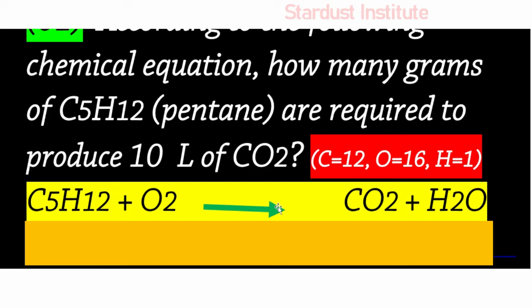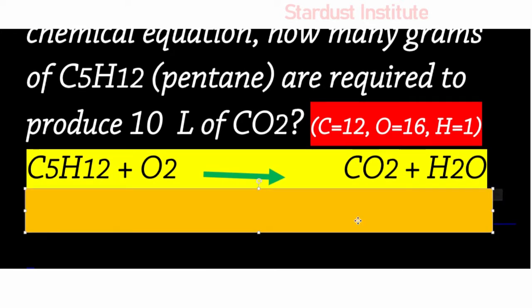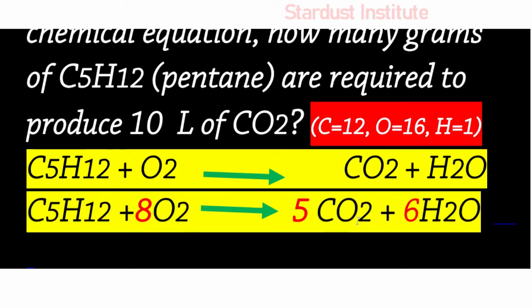C5H12 plus O2, we get CO2 plus H2O. This chemical equation is not balanced. First of all, we need to balance this chemical equation. Let's balance it. C5H12 plus 8O2, we get 5CO2 plus 6H2O.